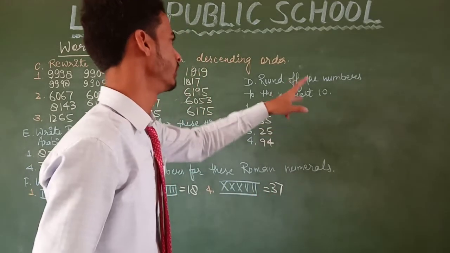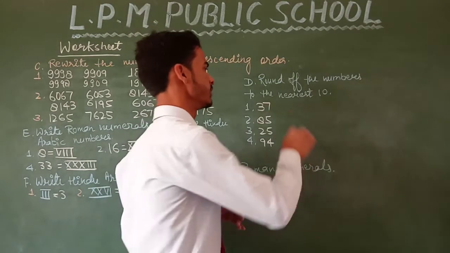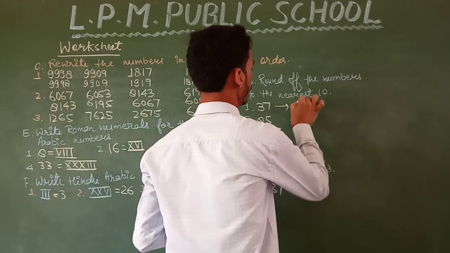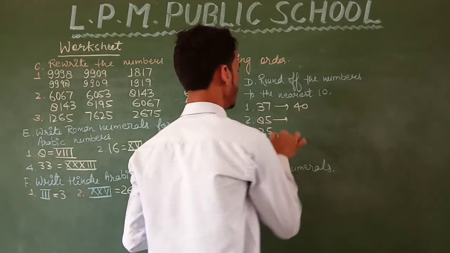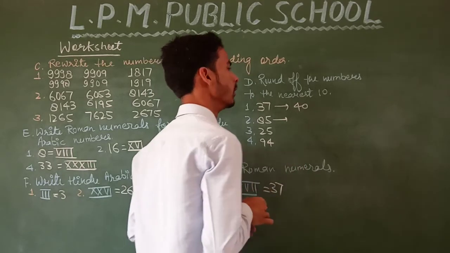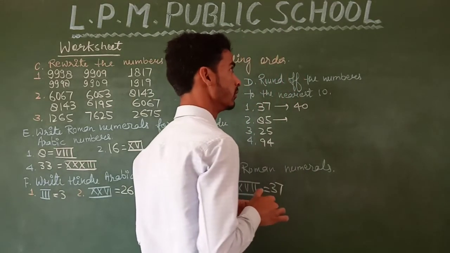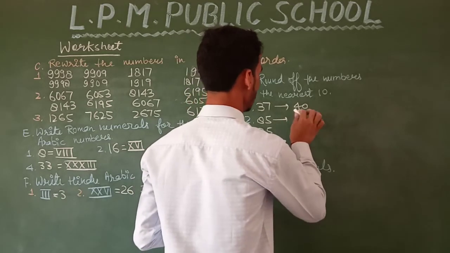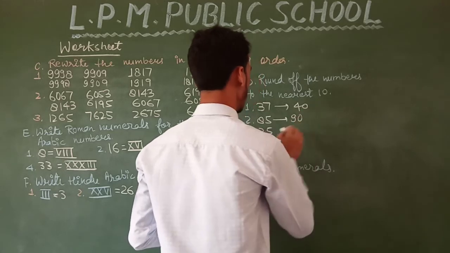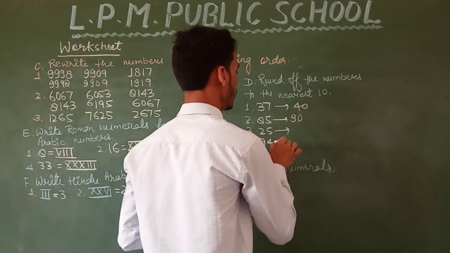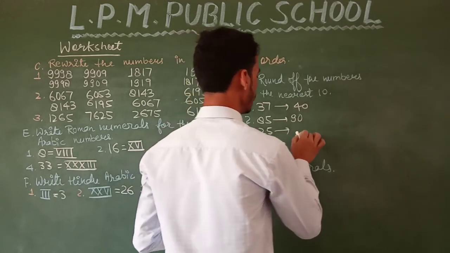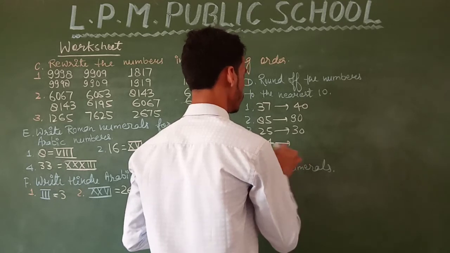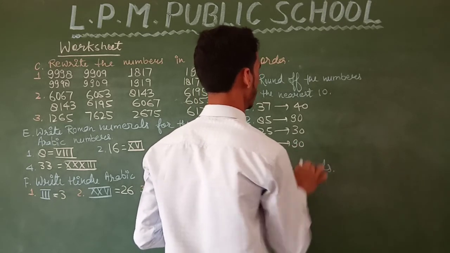And in this question, round off the numbers to the nearest ten. 37 is between 30 and 40, but closer to 40, so it is rounded off to 40. And the next is 85. 85 is exactly between 80 and 90. But when a number is exactly between two tens, it is rounded up to the higher ten. So that is rounded up to 90. And also 25 is exactly between 20 and 30, so it is rounded up to the higher ten, 30. 94 is between 90 and 100, but closer to 90, so it is rounded to 90.